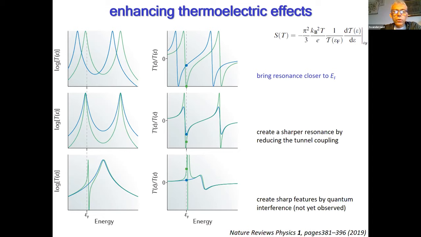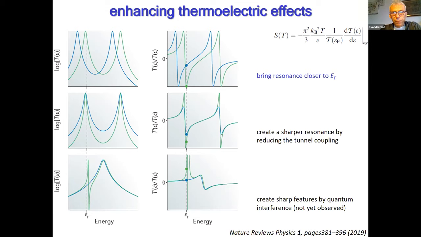Another way, of course, is to reduce the tunneling coupling, and that is shown in the middle two panels. In green, you see that the Lorentzians near the resonances are narrower, meaning that the tunnel coupling is smaller. That also means that the slope there is larger, so that will be another way of increasing the Seebeck coefficient.